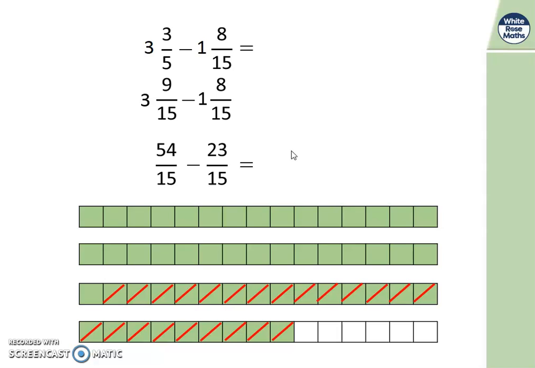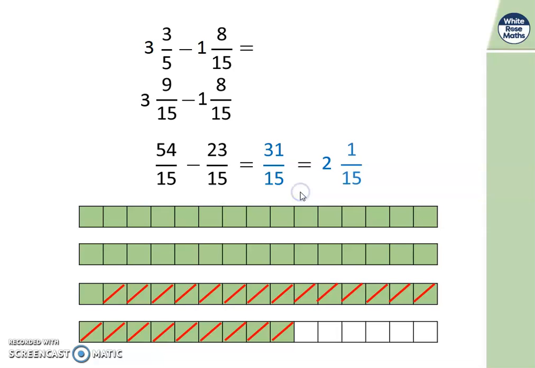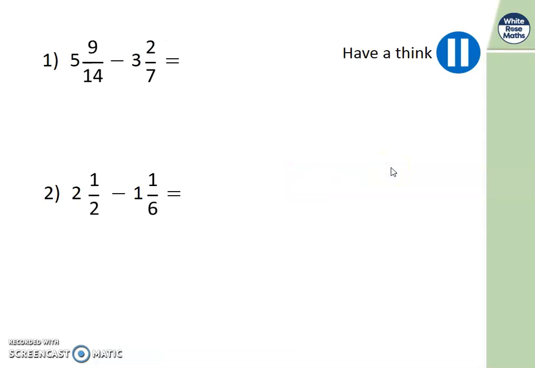So here I've crossed off 23 of those 15ths, and you can see I'm left with 31 15ths. Now 15 goes into 31 twice. You can see I've got 15, 30, 2 whole ones, and 1 15th left. Well done if you spotted that. I'd like you to pause and use those methods, choose the one you like best, to have a look at these ones.